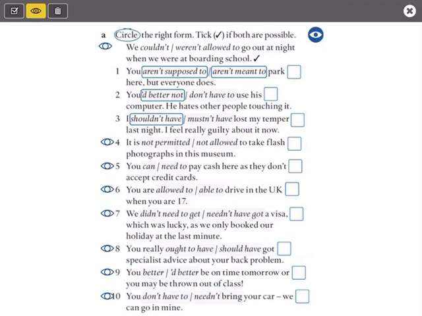What do you think? It is not permitted. Hombre, claro, not allowed tiene que tener un sujeto que es una persona. You are not allowed to take flash photographs. No? What about number 5?